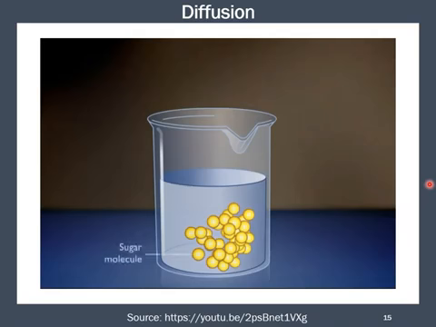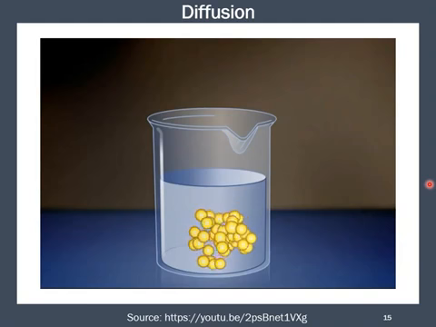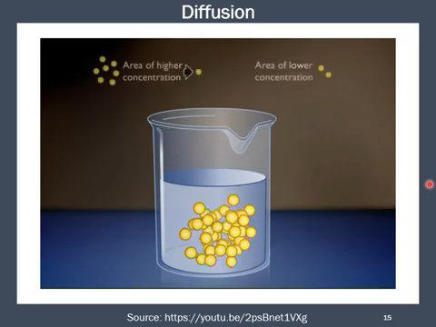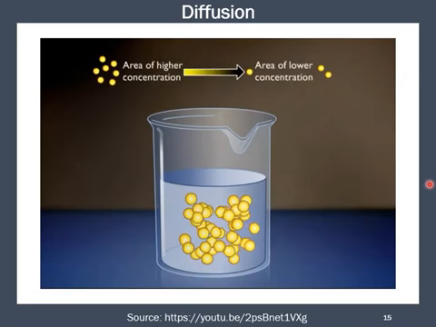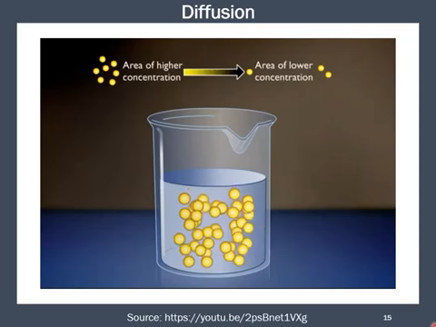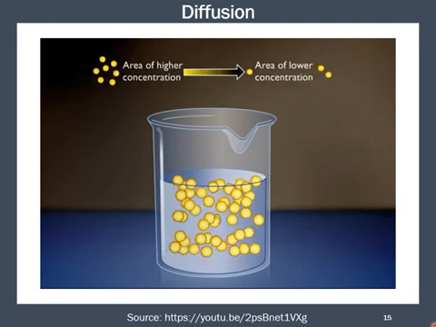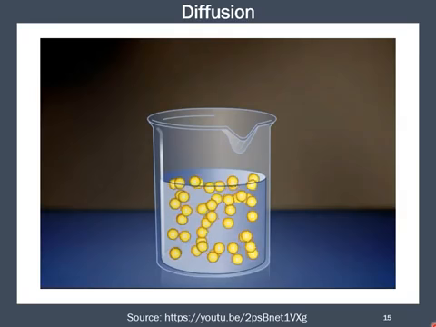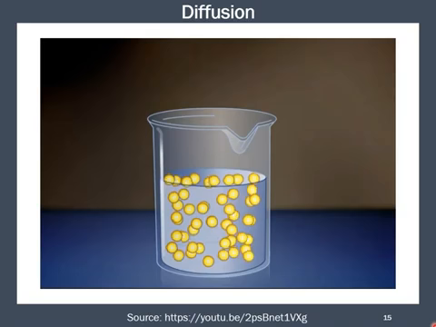Individual sugar molecules move randomly and constantly from the area where they are common to the area where they are scarce. This type of motion, when molecules move from areas of their higher concentration to areas of their lower concentration, is called diffusion. Diffusion continues until all the sugar molecules become evenly dispersed throughout the beaker. The rate of diffusion is affected by temperature, size of molecules, and the steepness of the concentration gradient.